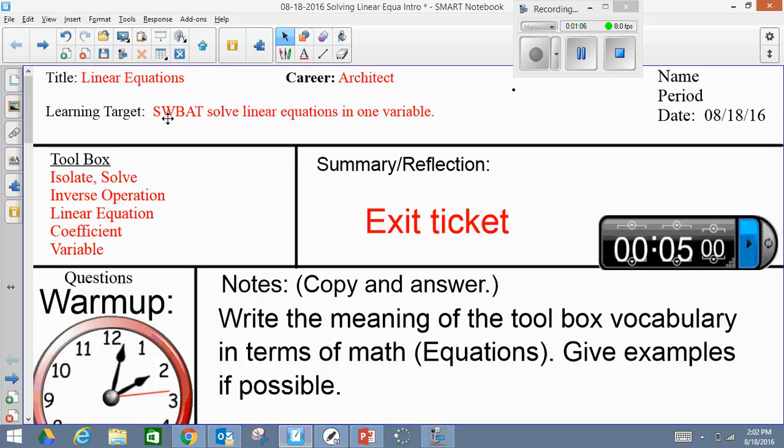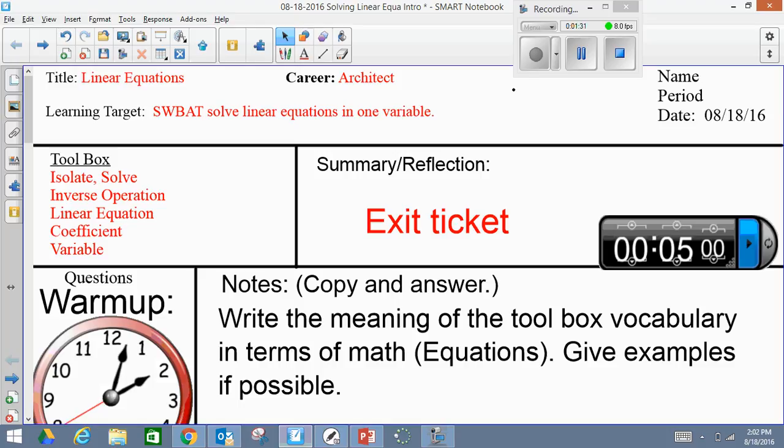The learning target: students will be able to solve linear equations in one variable. That can change every day or every other day, every 2-3 days. Right now I'm going to say 2-3 days with this target because we're working on linear equations. Today our warm-up or bell work was to write the meaning of toolbox vocabulary in terms of math, basically linear equations.